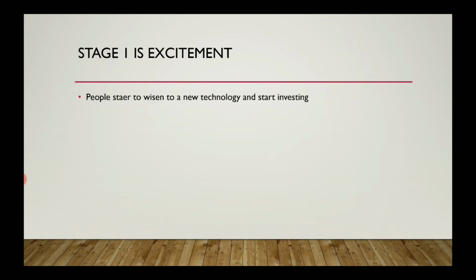Simply put, the first stage is just pure excitement. Now, this can be for many reasons. If we talk about an individual stock, then perhaps the company has released a new technology, like with Tesla. People are wising up to a new technology, like electric cars of the future, they're investing in the company for the first time, and that's sparking some new movement in the stock.